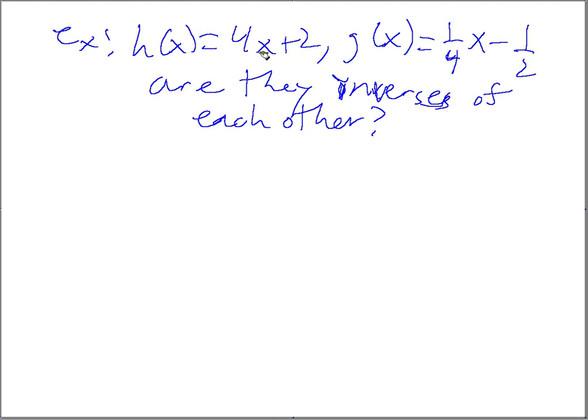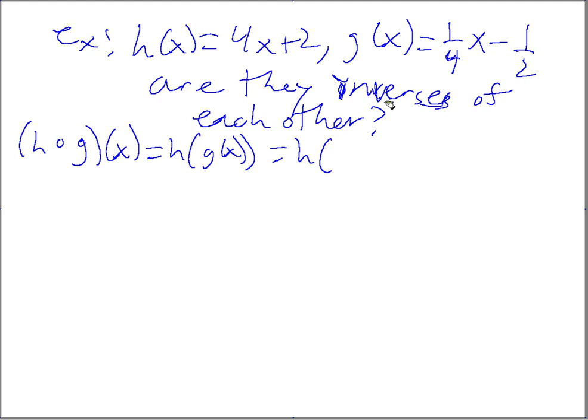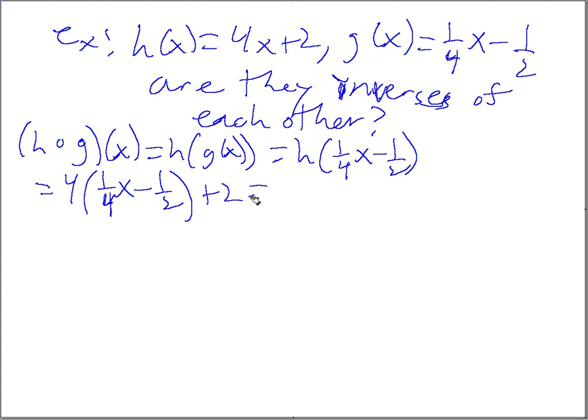Let's verify the two composites once again. Let's start by finding h of g of x. We'll plug the g into the h. So this is h parentheses g of x with the composite definition. This is h of 1/4 x minus a half. So you plug 1/4 x minus a half into the x in 4x plus 2. You're going to get 4 times 1/4 x minus 1/2, plus 2.